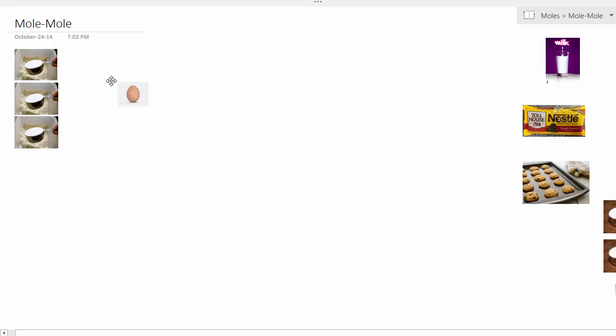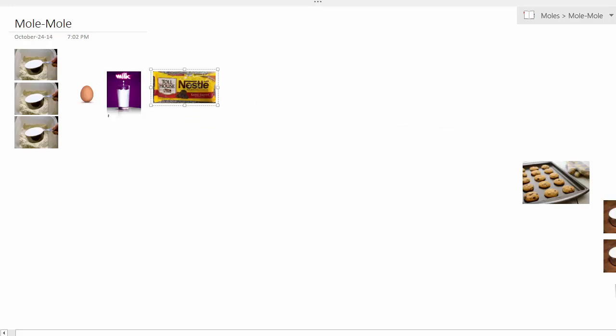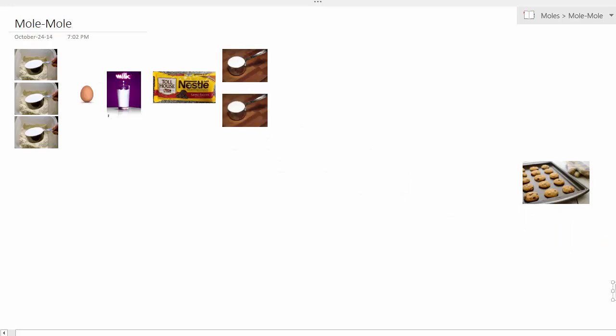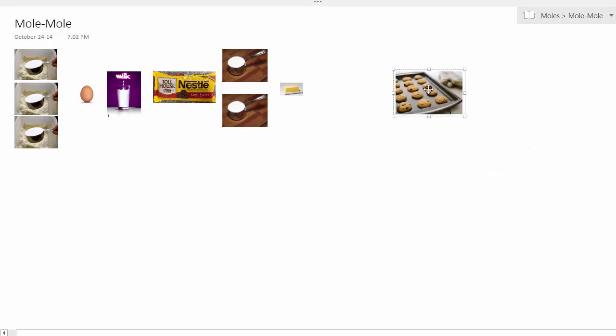So my cookie recipe requires 3 cups of flour, an egg, 1 cup of milk, 1 package of chocolate chips, 2 cups of sugar, half a cup of butter, and it's going to make 15 cookies. So we're all pretty comfortable with the idea that if I wanted to make 30 cookies, I would need 6 cups of flour, 2 eggs, 2 cups of milk, 2 packages of chocolate chips, 4 cups of sugar, and then a whole cup of butter.